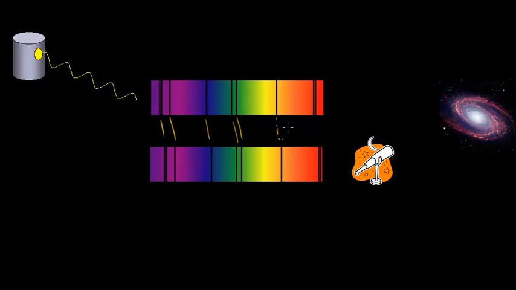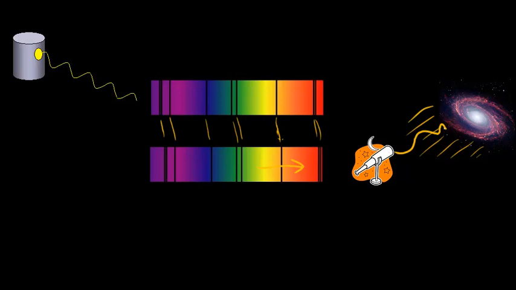So these lines give us a clue as to what's happened, because this wavelength has been stretched towards the red end of the spectrum. Why is that? Well, it's because this galaxy is flying away from us. And the Doppler effect means that its wavelengths have been stretched, just like an ambulance passing by us and going away from us, and the sound wave's wavelength is stretched.